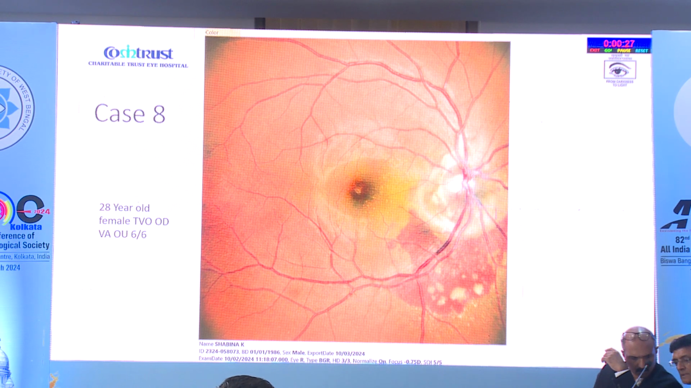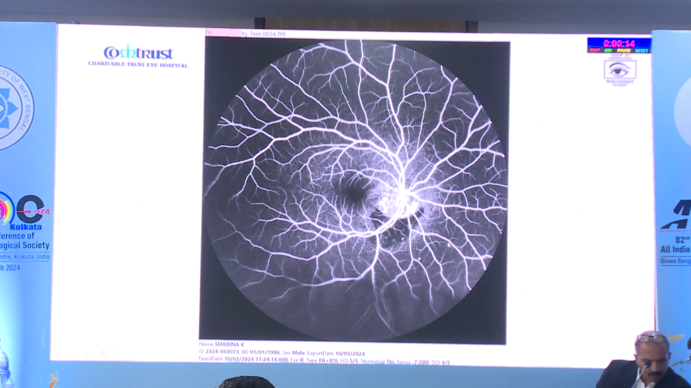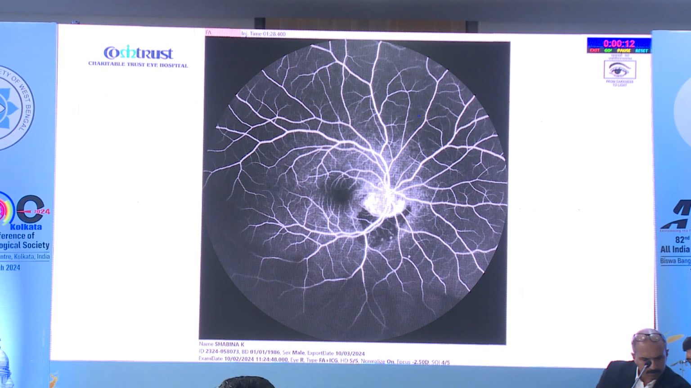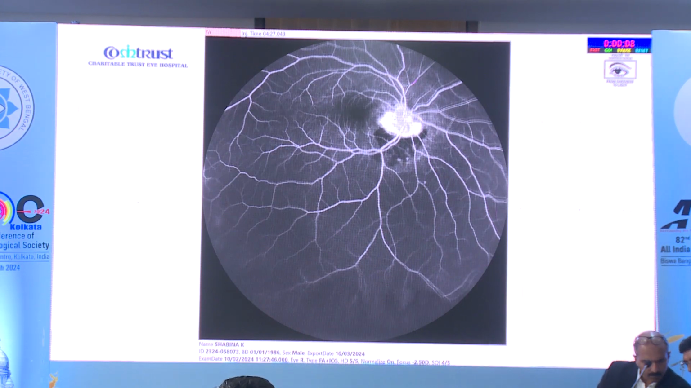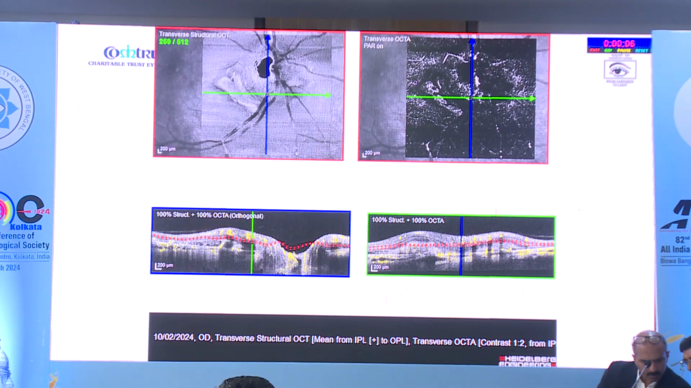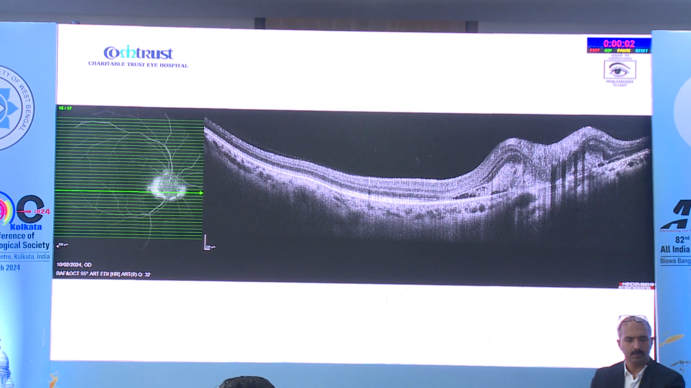So this is case number 8, a 28-year-old female who came with a transient diminution of vision in her right eye. The disc was swollen, and there was a large area of subretinal hemorrhage inferior to the disc. The fluorescein angiography clearly shows a peripapillary CNVM, and blocked fluorescence due to the hemorrhage. This patient on evaluation turned out to have sarcoidosis. She has a peripapillary granuloma with secondary CNVM.